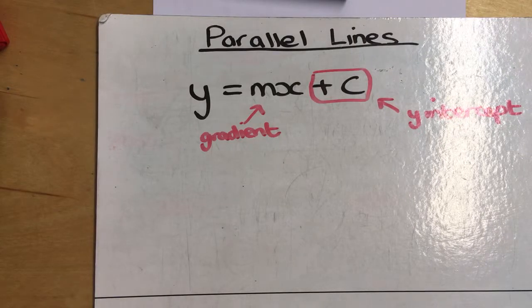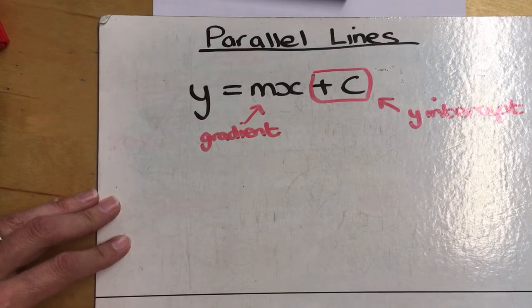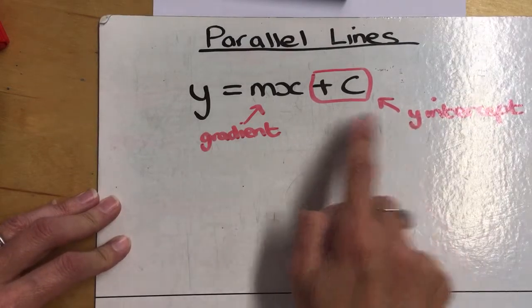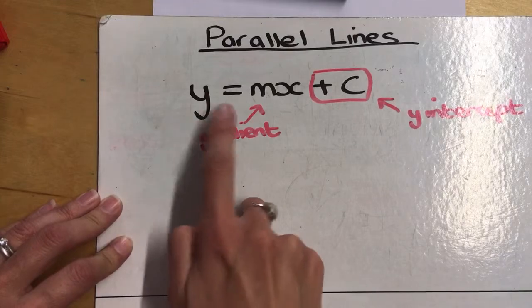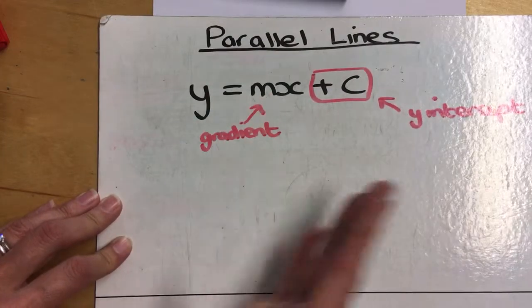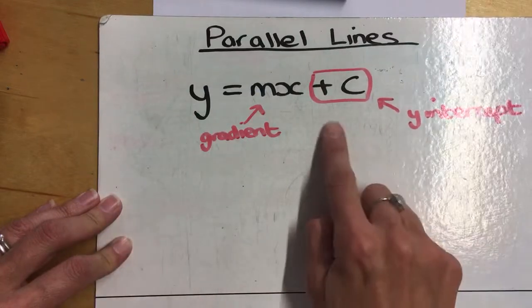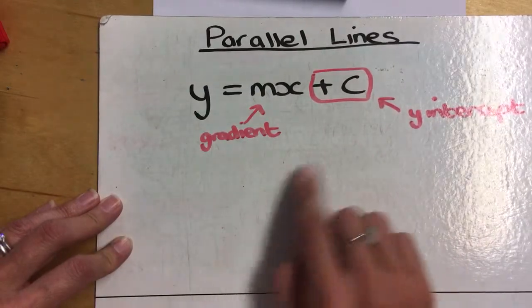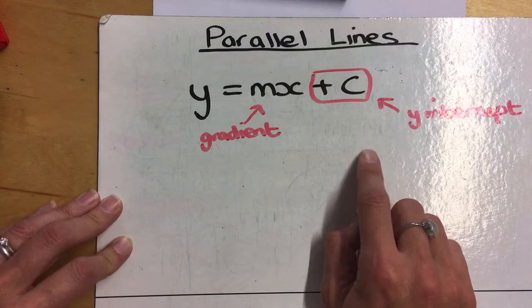We're going to look at parallel lines. Now, the first thing that we need to remember about straight line graphs is the equation. So we have y equals mx plus c, where the m value is the gradient, so that's the steepness of the graph, and the y-intercept is where the line crosses the y-axis.